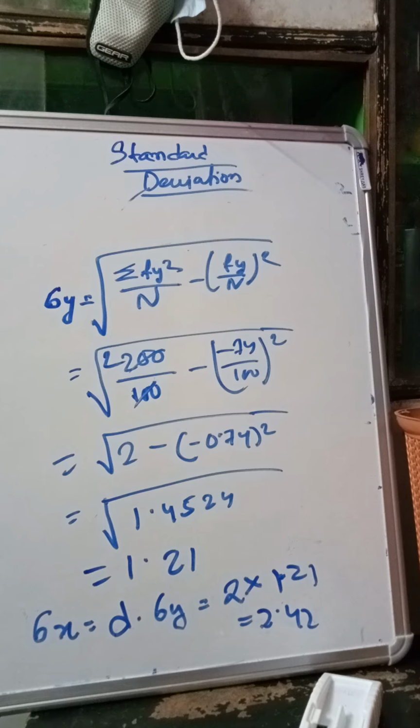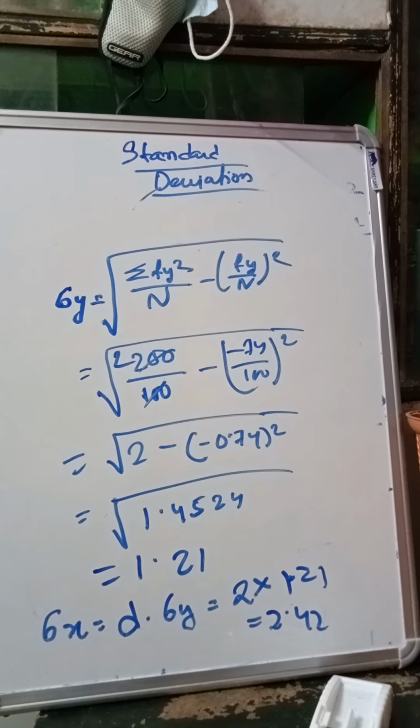So this was the formula for grouped distribution where we change both the scale and the origin. I hope this is clear. So this much for this video.